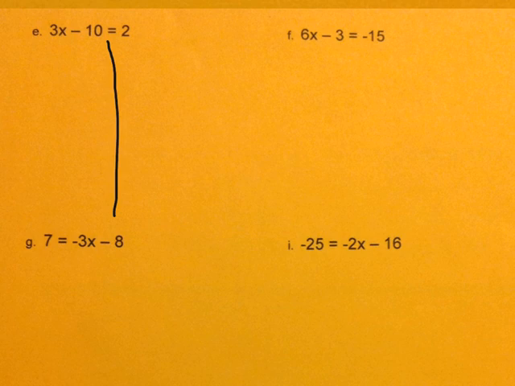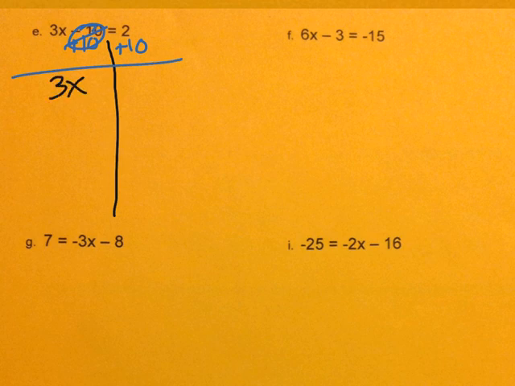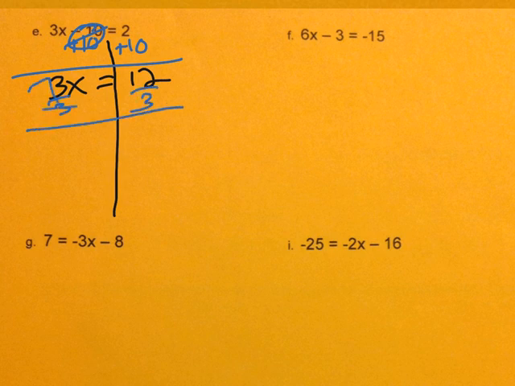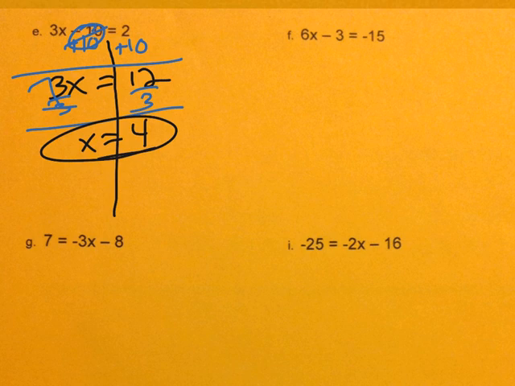So I dropped my line. My x is on the left for this one, so I'm going to add 10 to both sides this time, because adding 10 would zero out a minus 10. And that leaves me with 3x on the left, 12 on the right. Divide both sides by 3, because that would give me a giant 1x. And that leaves me with x equals 4. 3 times 4 is 12, and 12 minus 10 is 2, so that works out.